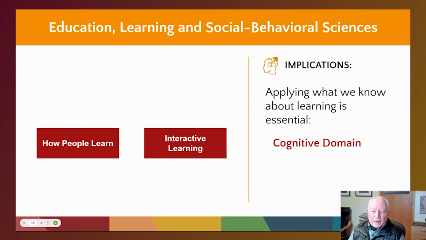In the cognitive domain, we know now quite a lot about how people learn. There was a major report from the National Academy's National Research Council in 2000 called How People Learn: Brain, Mind, Experience, and School, which really summarized what we knew at that time, 25 years ago. And since then, there's been an emergence of a lot of work on the neuroscience of learning. The other piece that informs what we know about how people learn is the importance of interactive learning.